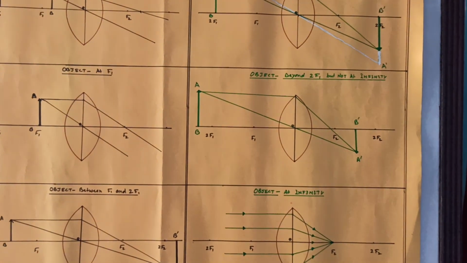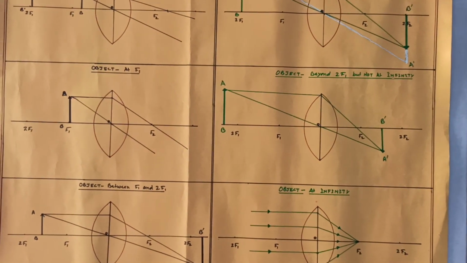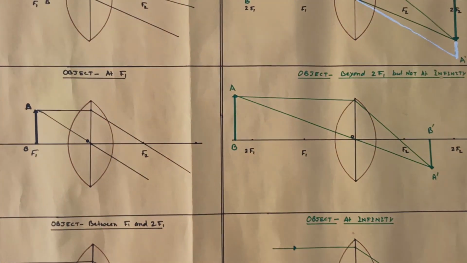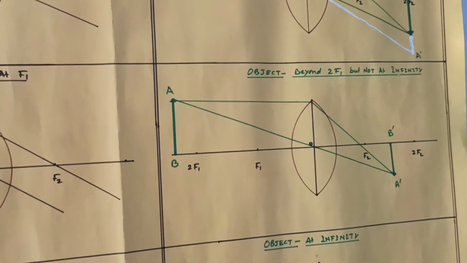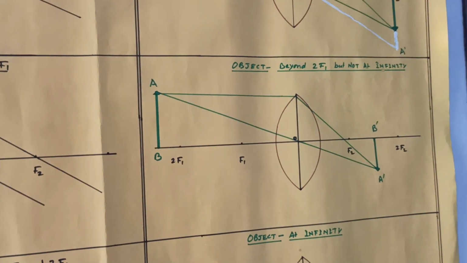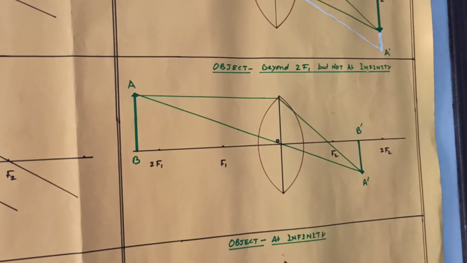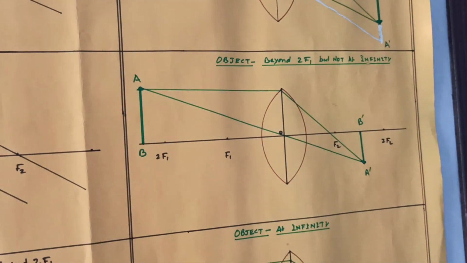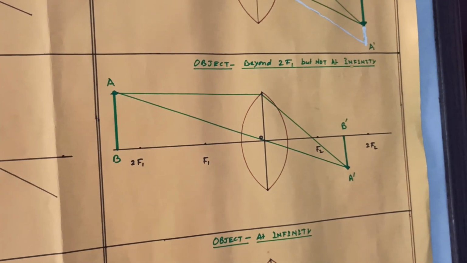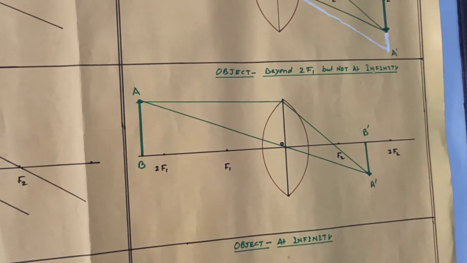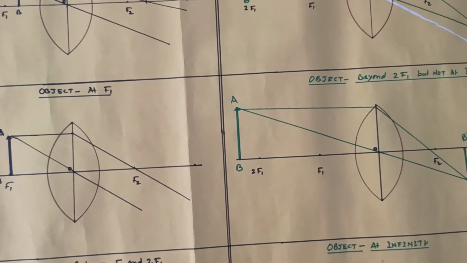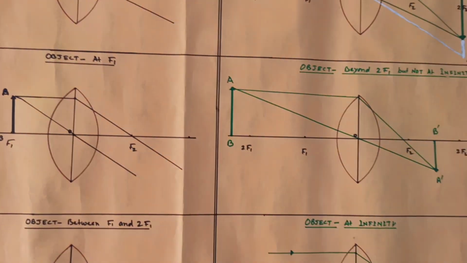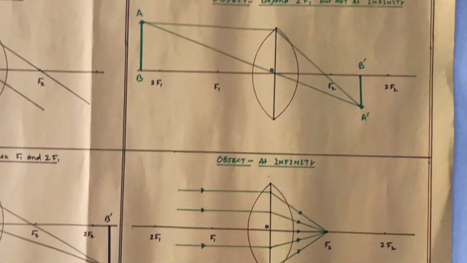Alright, this is my fourth video on the chapter Reflection and Refraction of Light. So today we are going to discuss the position of object, image and size of the image formed by convex lens and concave lens. So let me start first with the convex lens.